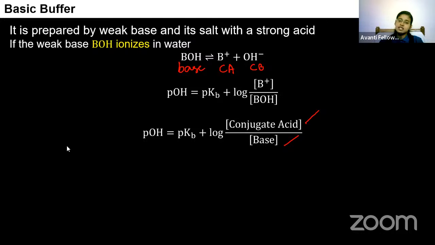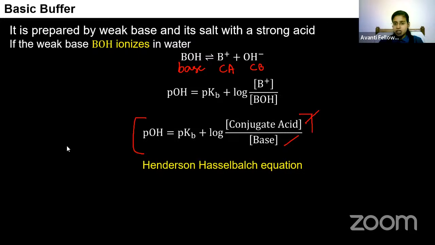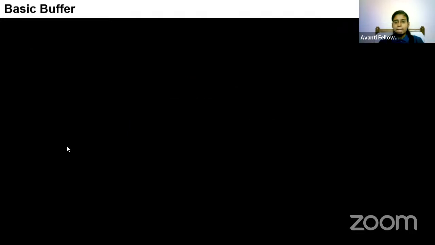And this is the Henderson-Hasselbalch equation for basic buffer. pOH is equal to pKb plus log of conjugate acid over base. And coming to the example, so let me take this formula.